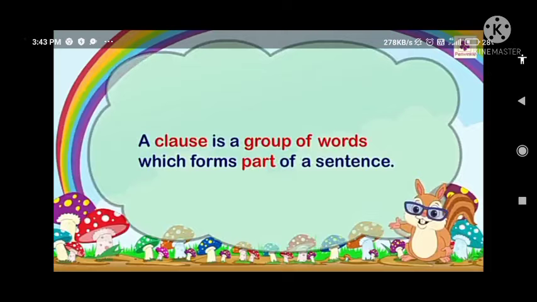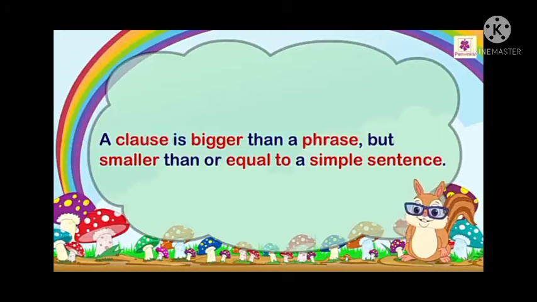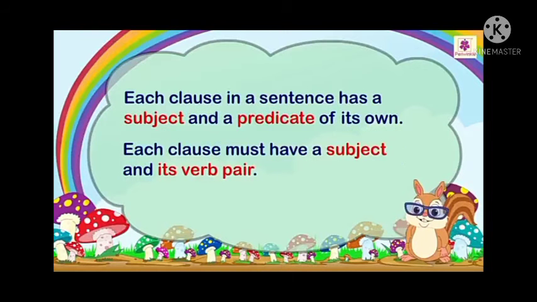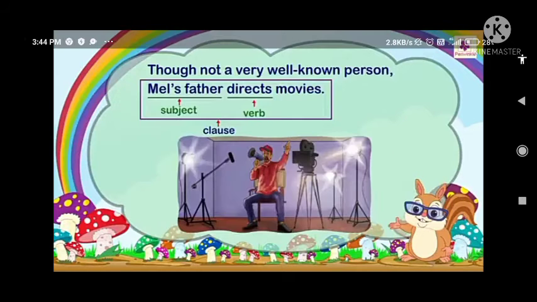Now come to clause. A clause is a group of words which forms part of a sentence. A clause is bigger than a phrase, but is smaller than or equal to a simple sentence. Next, each clause in a sentence has a subject and a predicate of its own, and each clause must have a subject and its verb pair. Then it gives the complete sense.